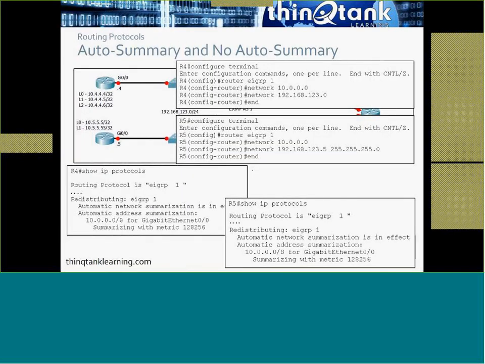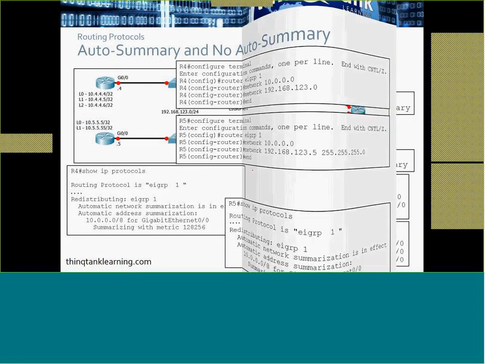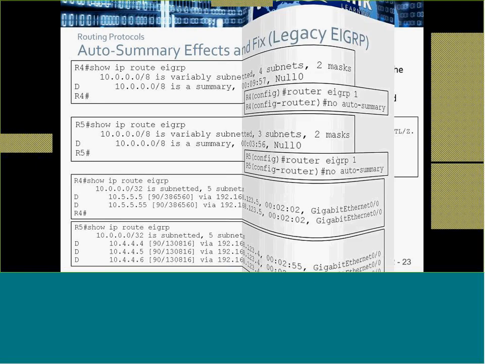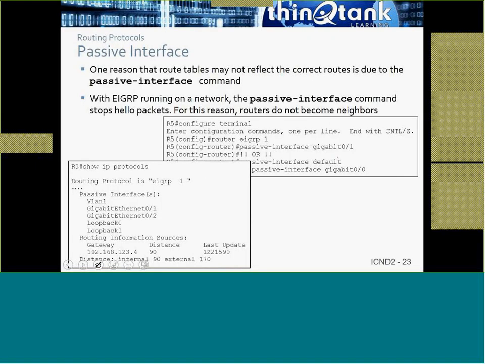So obviously, in order to disable that automatic network summarization, we're going to use the no auto summary command. We don't really have to use that now because it's simply not on. Maybe on the test it might be on. That might be one of the problems you run into, but it's not on. Okay? Passive interface.